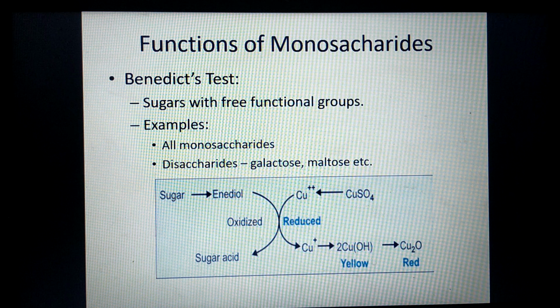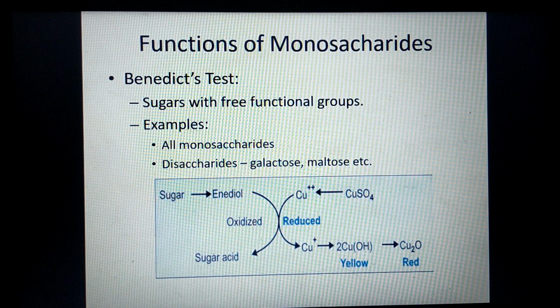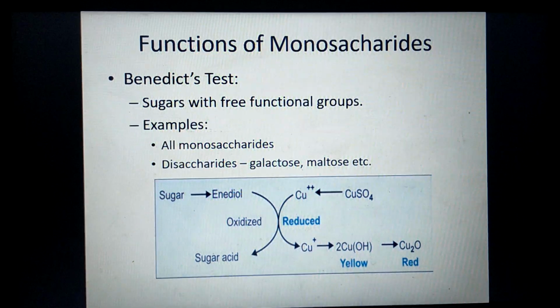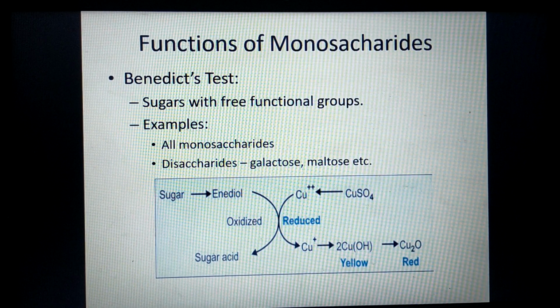That means initially the color of Benedict's reagent is blue. After adding sugar and heating, it first gets converted into yellow and then it becomes red. So this is called a positive Benedict's test, and it is given by the sugars which have free functional groups. Such sugars are called reducing sugars.